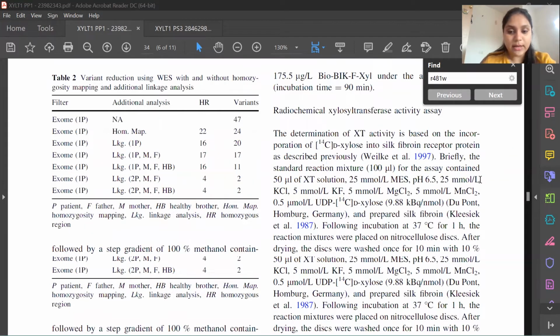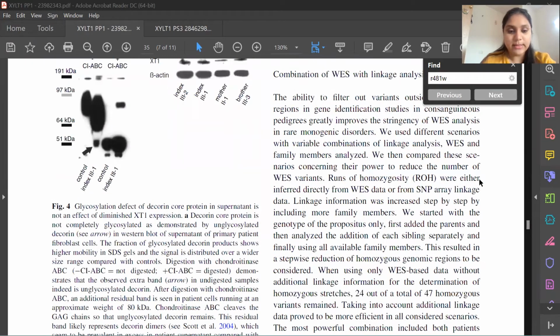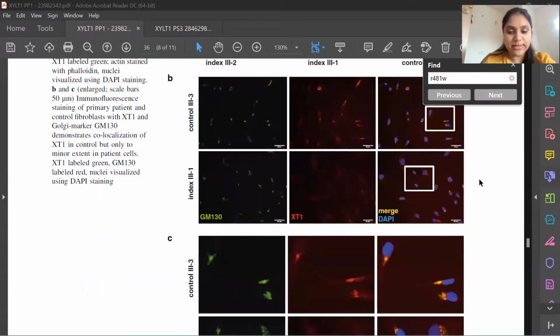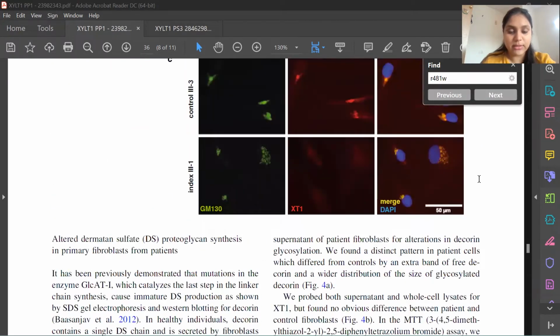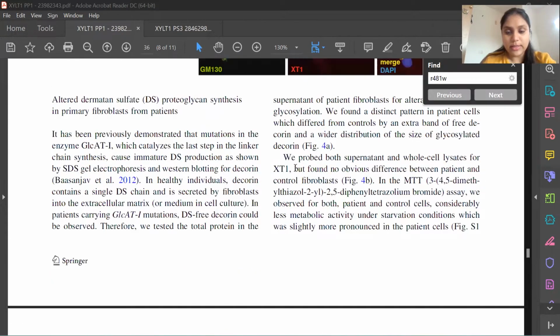Along with this, there are a few functional studies performed as well, which basically understand the expression differences between the patient as well as the controls. So the study states that they found no obvious differences between the patient and control fibroblast expression for this particular gene. Also, this was the same for the protein activity as well.